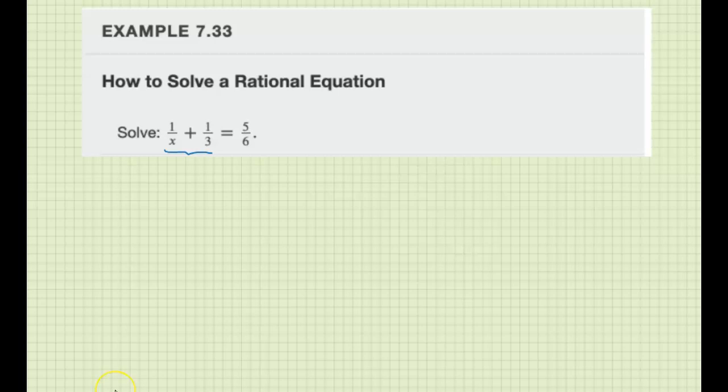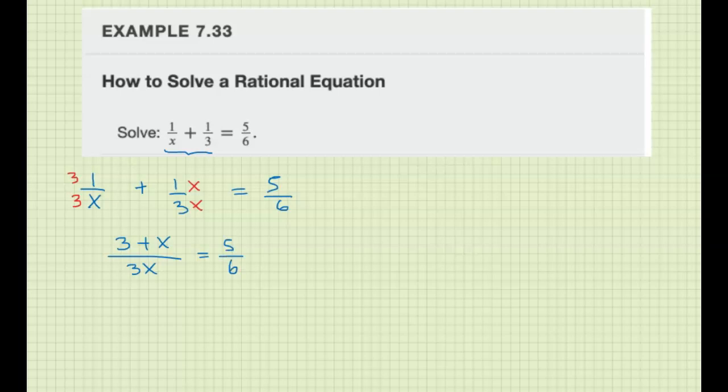Let's start with, let me rewrite this. We have 1 over x plus 1 over 3 equals 5 over 6. All right? So I'm going to make the same denominators. This multiplies by 3 and this multiplies by x. So we have 3 plus x on the top and 3x on the bottom equals 5 over 6.